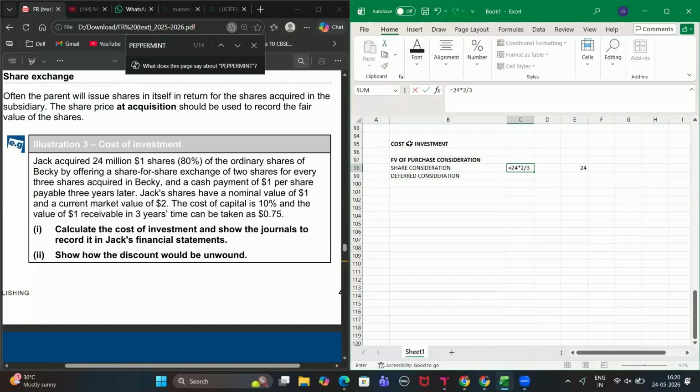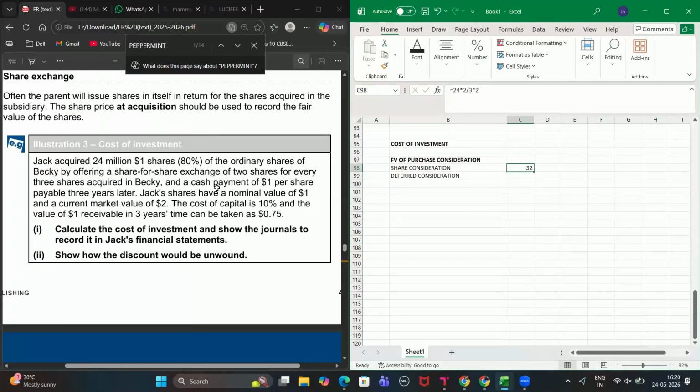Is it enough? We have to multiply it with what? What is the share price of Jack company? You can see here: Jack's shares have a nominal value of $1 and a current market value of $2. So what is the value of the shares? It is 2. So what is the share consideration? It's 32 million, right?